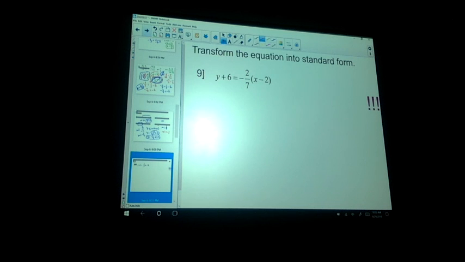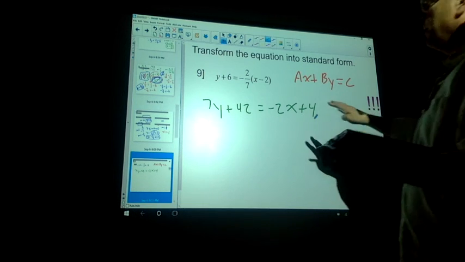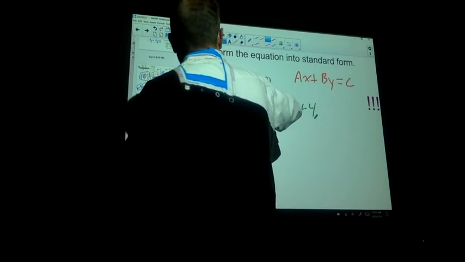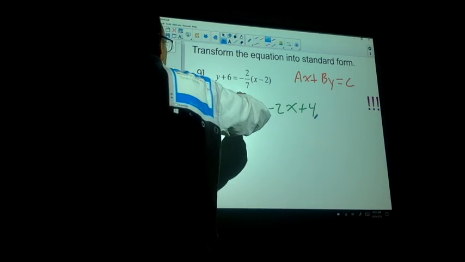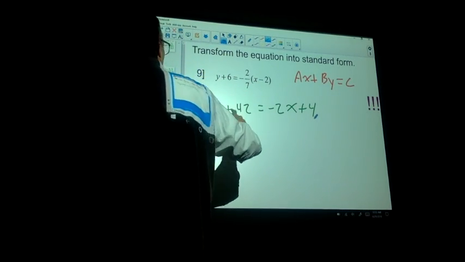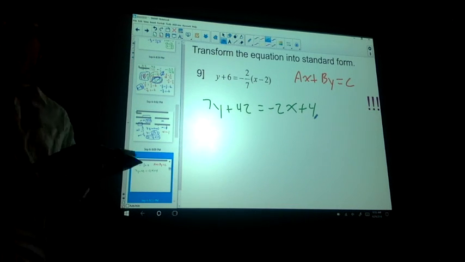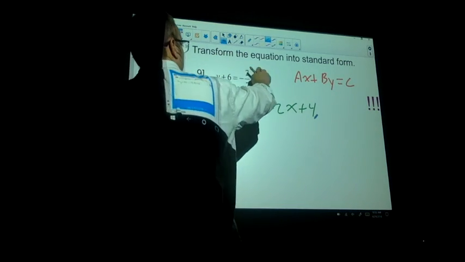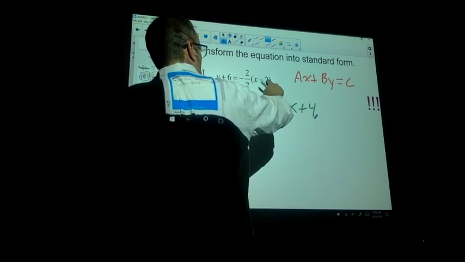Transform this into standard form. This is standard form. Okay? So first thing I'm going to do is I did 2 steps up here. My first step is I multiplied my 3 terms that I had originally by 7. So if I multiplied this by 7, the 7's cancel out. If I multiply this by 7, I get 7y plus 42. Is that okay? That was the first thing I did. The next thing I did was I distributed negative 2. So negative 2 times x, negative 2x, negative 2 times negative 2, positive 4.